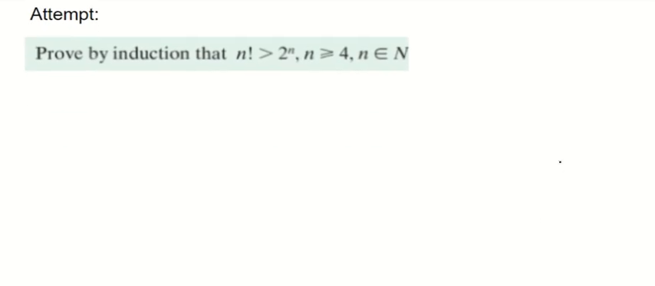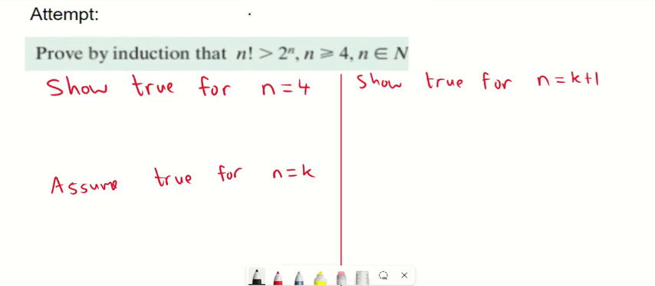So here's another one. If you want to try this yourself, you can, and play it on, and I'll go through the answer. So this time it's n factorial is greater than 2 to the power of n. Right, so our first part here anyway, I'm going to show that it's true for n equals 4, because in the question the smallest value of n is 4.